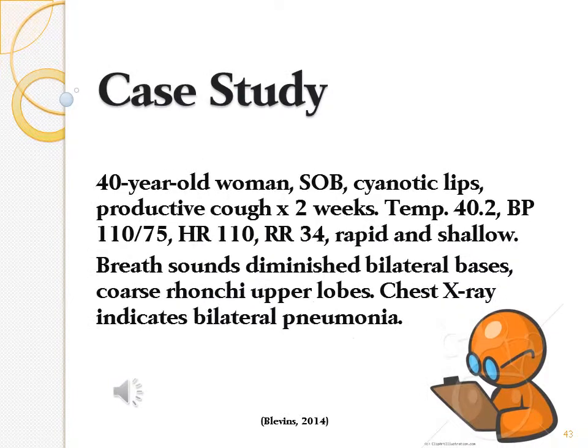This last case is a 40-year-old woman. She presented to the ER with shortness of breath, cyanotic lips. She's had a productive cough for 2 weeks. Her temperature is elevated, her heart rate is elevated, respiratory rate is elevated, breathing rapid and shallow, breath sounds are diminished. She's got a chest x-ray that indicates bilateral pneumonia.